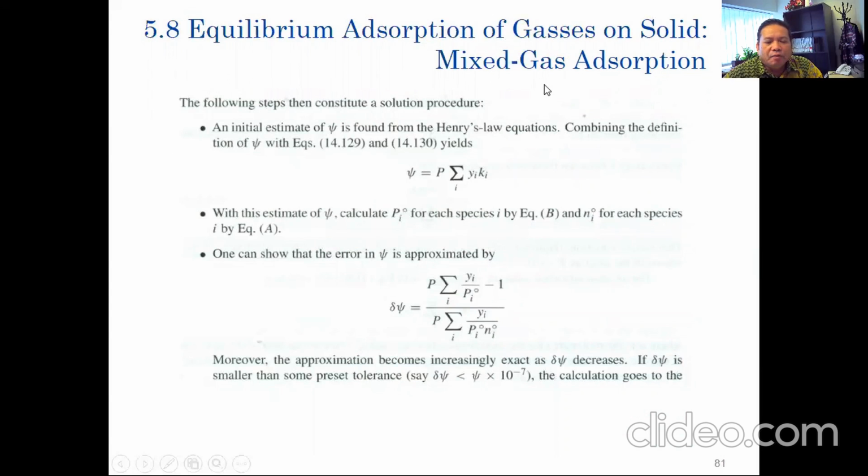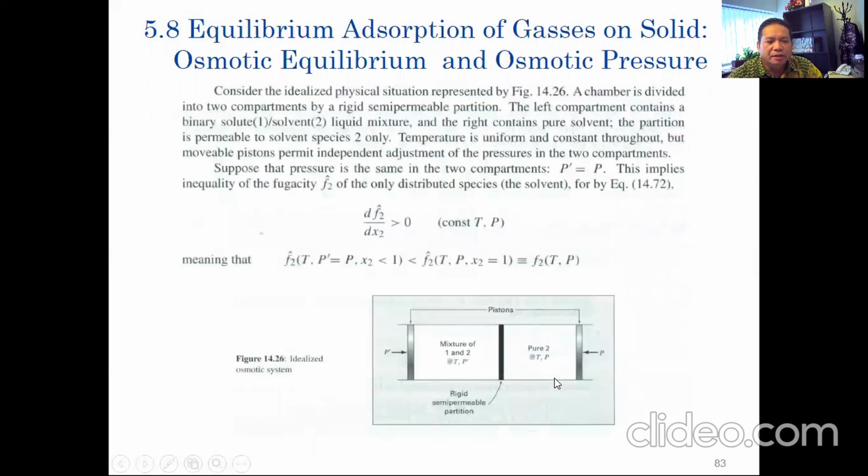For the steps for mixed gas adsorption, you guys can follow this. You can take time and do the reading.